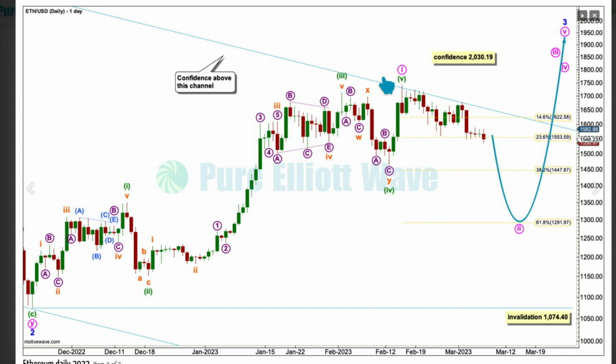This channel contains all of the bear market and has provided resistance multiple times, so it has reasonably good technical significance. I define a breach quite conservatively: a full daily candlestick, a green candlestick of upward movement above and not touching this trend line. That would constitute a solid breach, and then I would have a lot of confidence in a bull market for Ethereum.